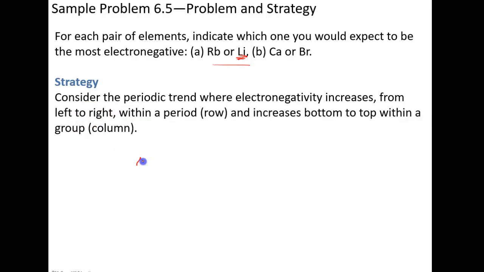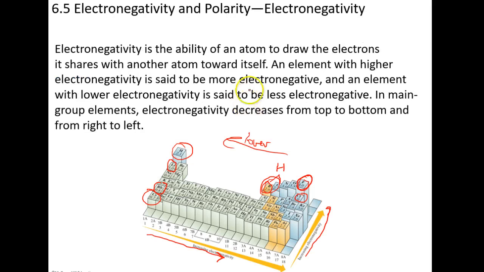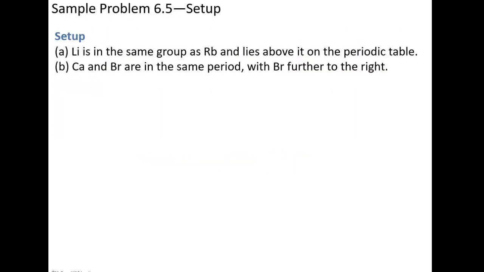Let me write that: the more non-metallic, the higher the electronegativity. Metals have very, very low electronegativities. They don't want to grab electrons; they want to get rid of electrons. Remember, electronegativity is the ability of an atom to draw electrons to itself. So fluorine is going to pull electrons towards itself more than any other atom. That's electronegativity.